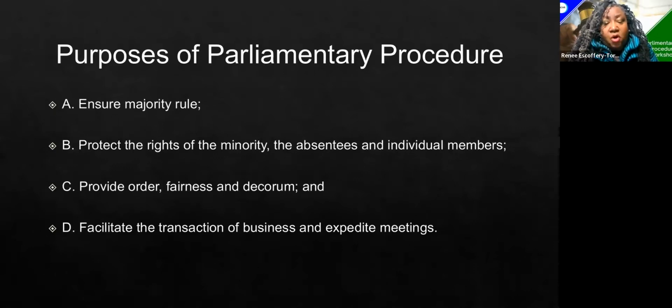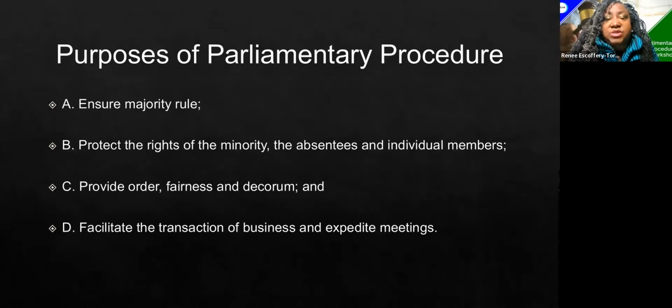And then finally, you are actually facilitating, ensuring and making it easier, the transaction of business, and you're expediting meetings themselves. So if anyone ever says to you, well, why do we need guidance in parliamentary procedure? Why do we follow these rules? These are the reasons why we have parliamentary procedures.